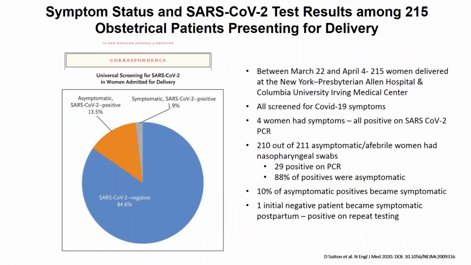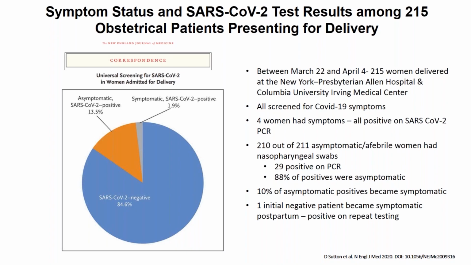Again, one of the Columbia MFM fellows, Dr. Desmond Sutton, compiled the initial experience from late March through early April, and this was published in a letter to the New England Journal of Medicine, that roughly 13% of all admissions to labor and delivery wound up being positive for SARS-CoV-2 on the PCR nasopharyngeal swab. That's in testing 210 patients. The vast majority of those were asymptomatic.